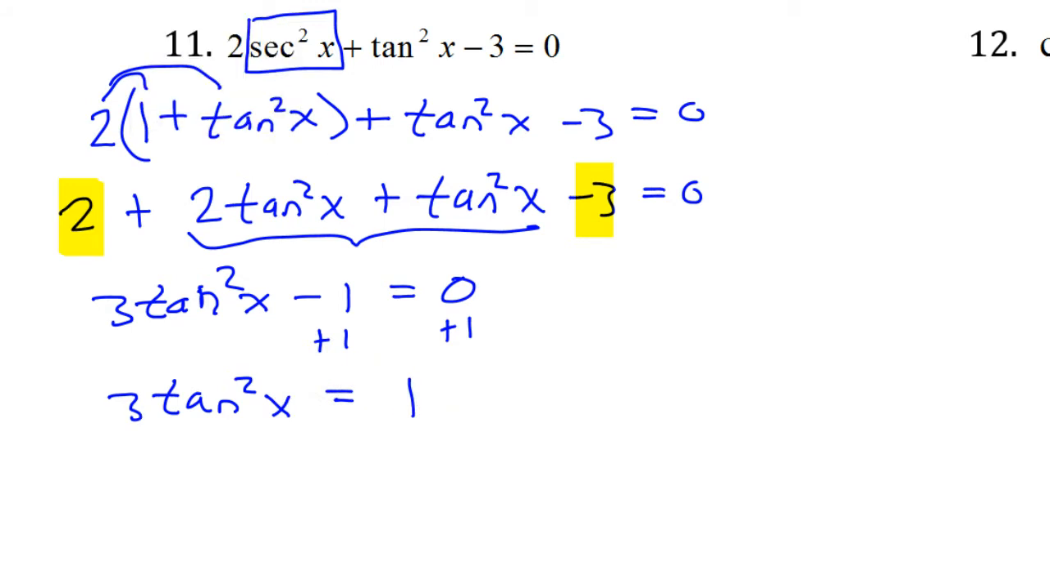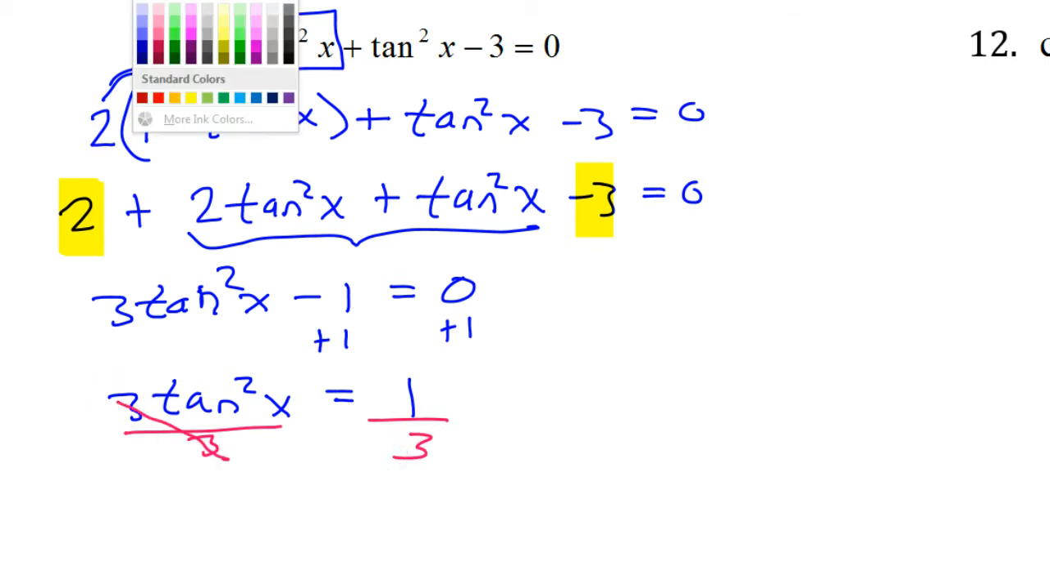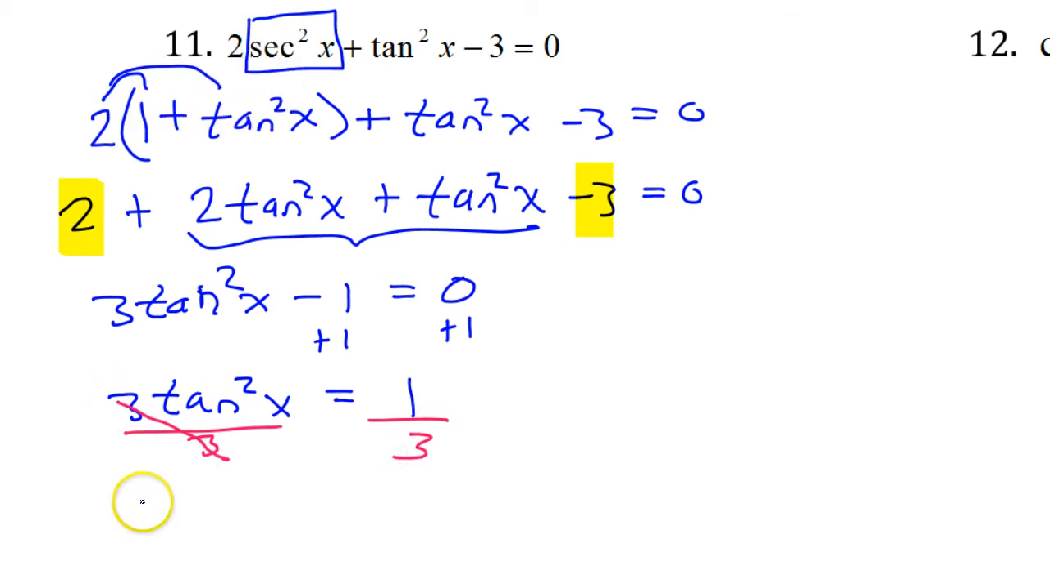Now dividing both sides by 3, because these will cancel out. That tells me that tangent squared x is equal to 1/3. Now I need to unsquare this, if you will, and in order to do that, I'm going to take the square root on both sides.